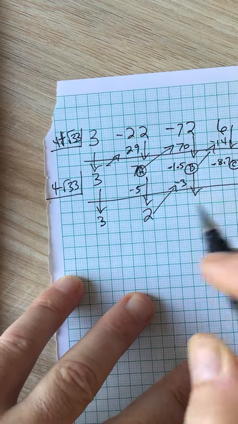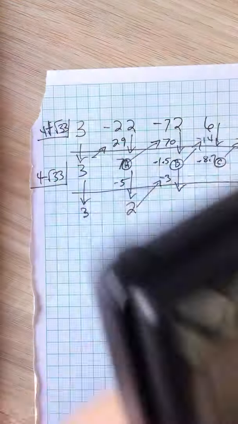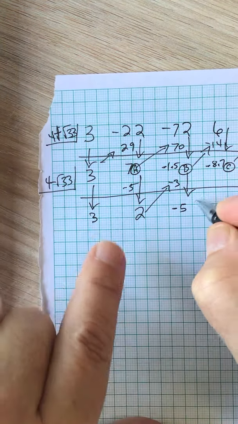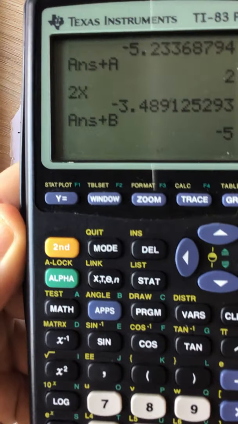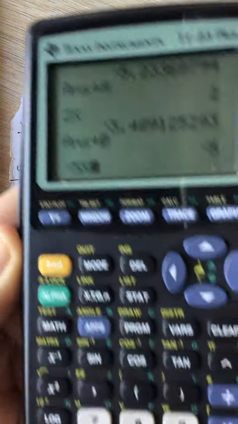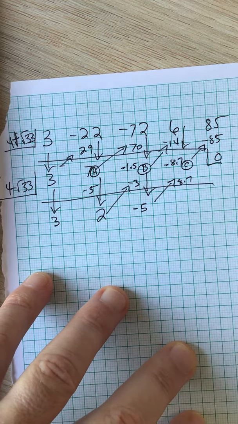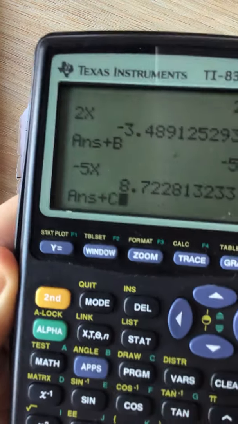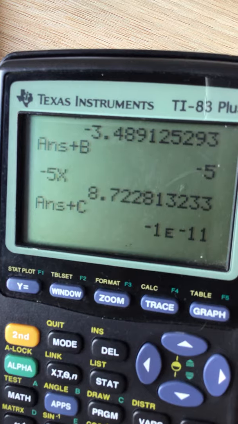And I need to add to that this negative 1.5. So I need to add to that the b. So I'm going to add b. Negative 5. Now I'm expecting negative 5 times x to be exactly this. So I need to take negative 5 times x. Negative 5 times x is 8.7-ish. And if I add c to that, I'm expecting 0. And that's 1 times 10 to the negative 11th, so that certainly rounds to 0.